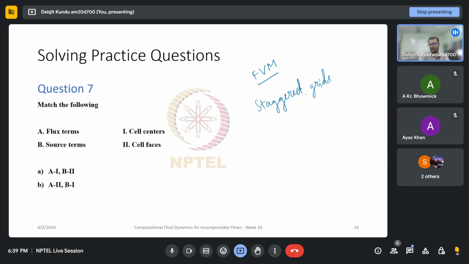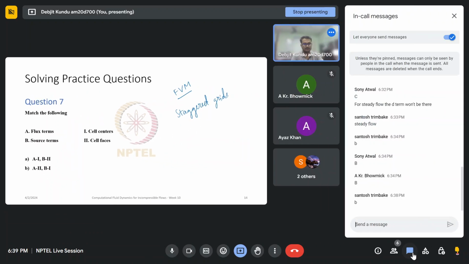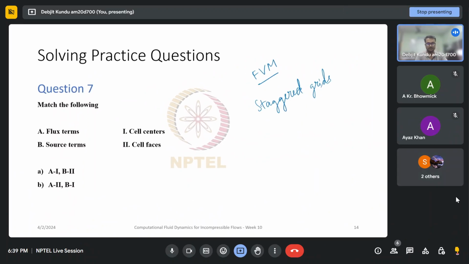So here are basically only two options. It could be either A1B2 or A2B1. Which is it? We have an answer in favor of option B, that is A2B1. Let's hear what others have to say. Simple question, we touched upon it briefly in the previous question as well. Let's hear from everyone what they have to say.